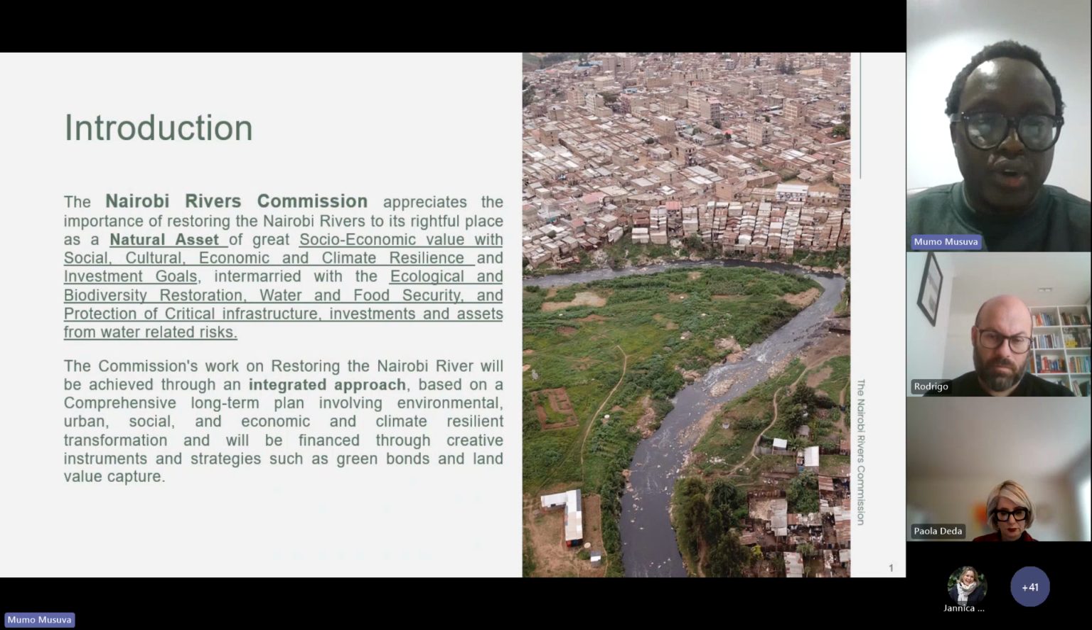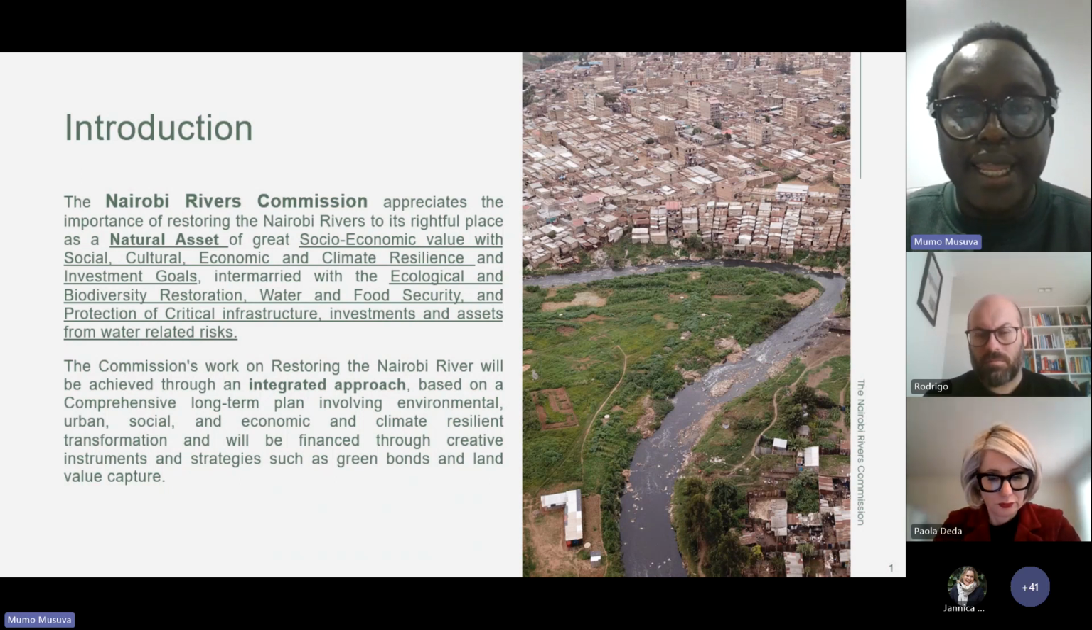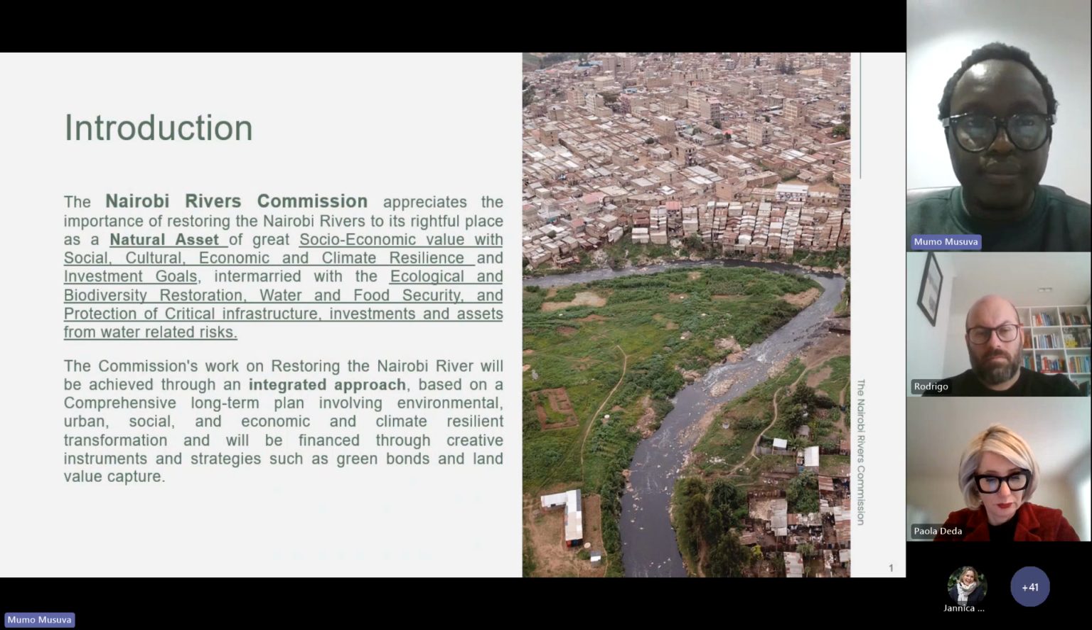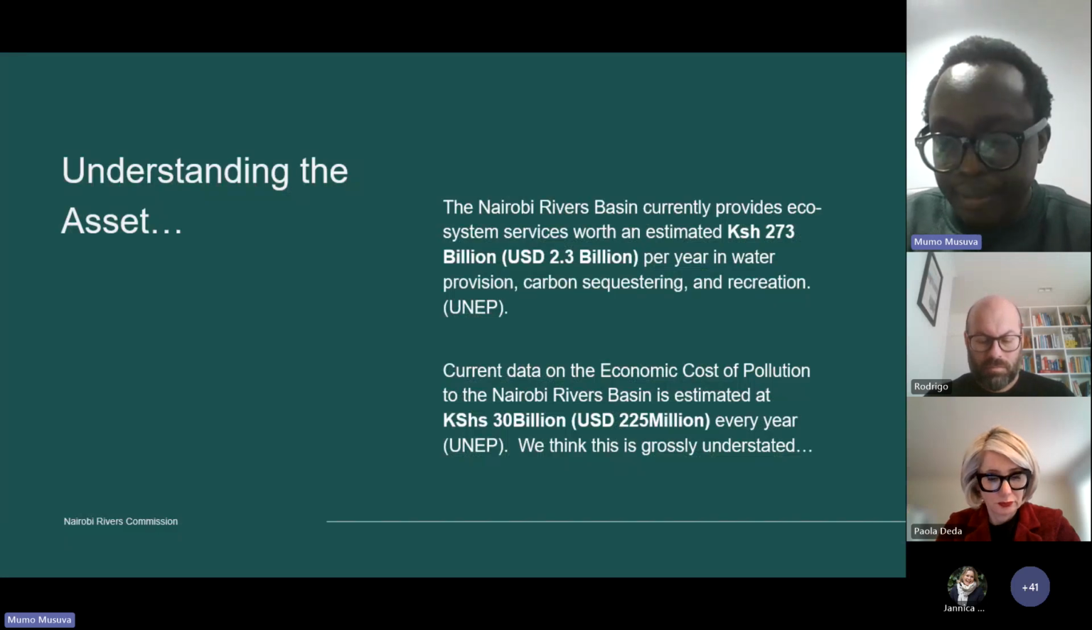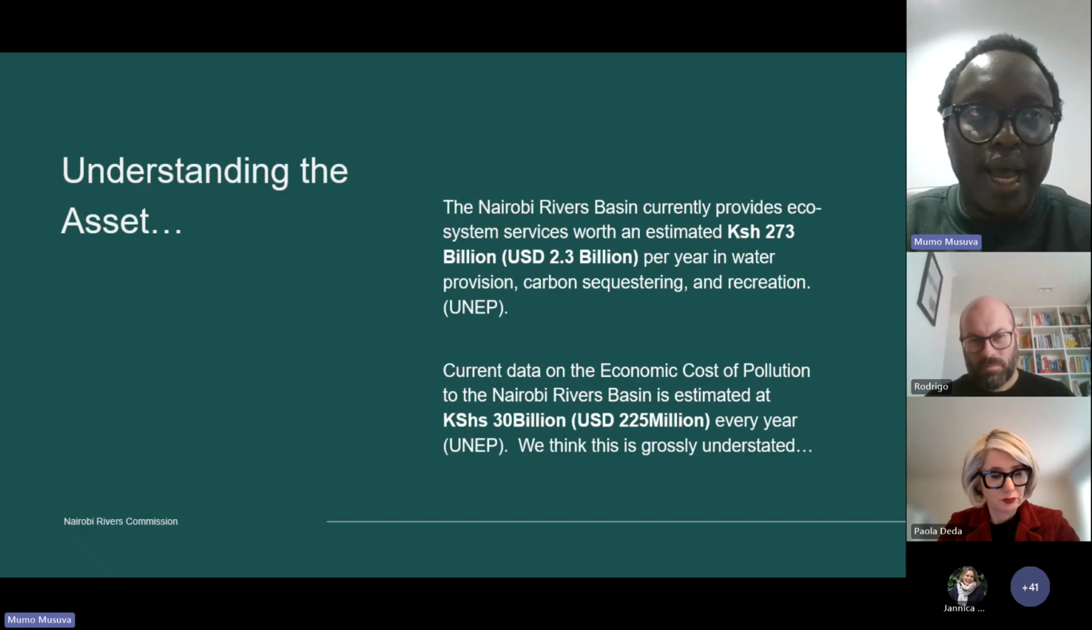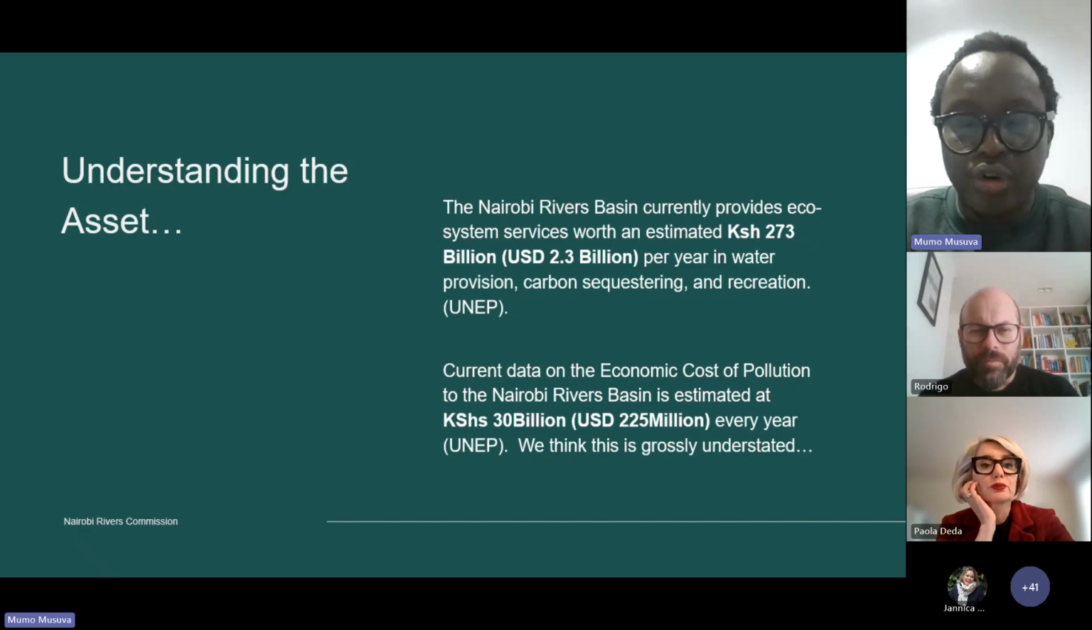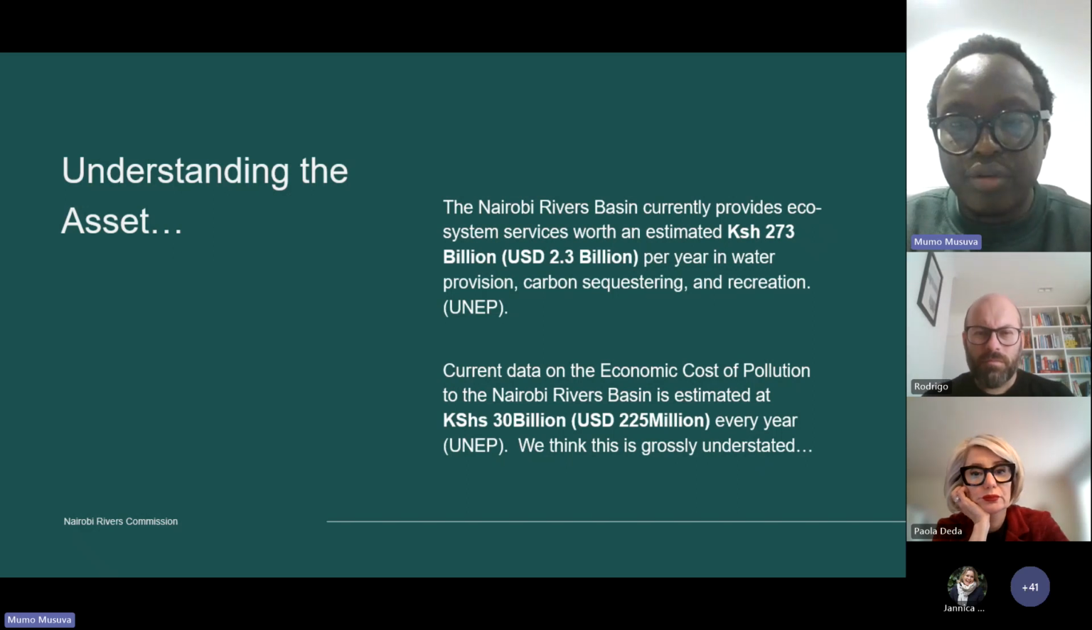So our work as a commission is to tie in that integrated approach between socioeconomic, ecology, and biodiversity, and to see how that furthers the conversation. For us, the Nairobi rivers are part of a much wider river basin. In fact, Nairobi sits on the upper catchment section of what is known as the Athi River Basin.